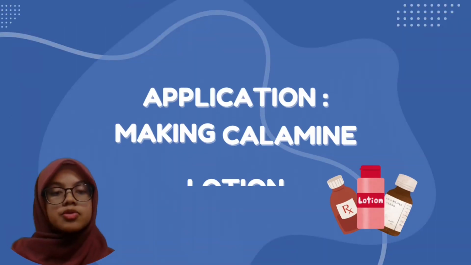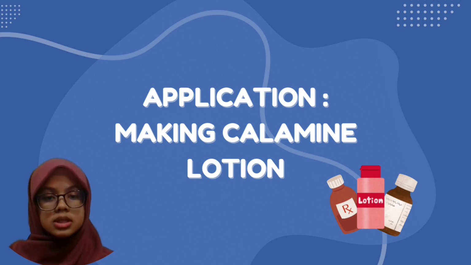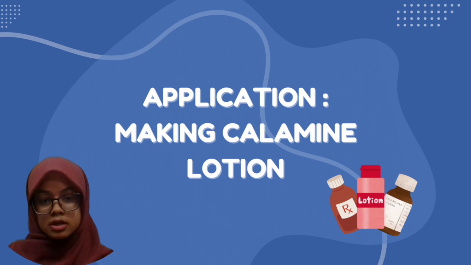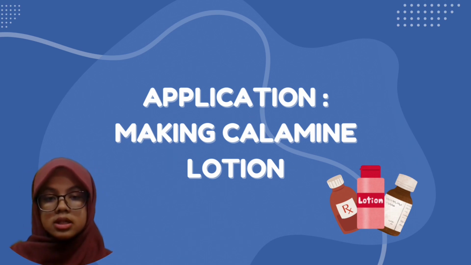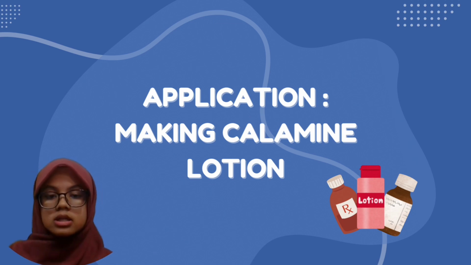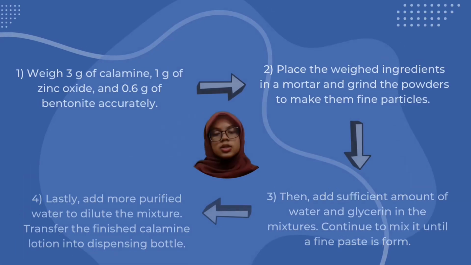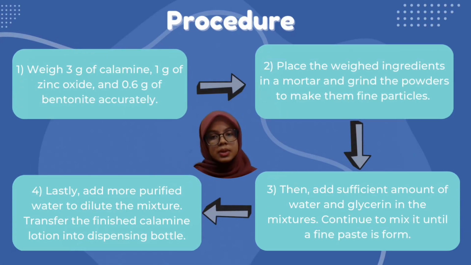Right now, we move to the next part, which is the application of the apparatus in the pharmaceutical industry. In this part, I will share how calamine lotion is made. Have you ever heard about calamine lotion? Calamine lotion is a topical medication used to relieve symptoms of various skin conditions such as eczema, insect bites, and itching. So let's see how calamine lotion is made.